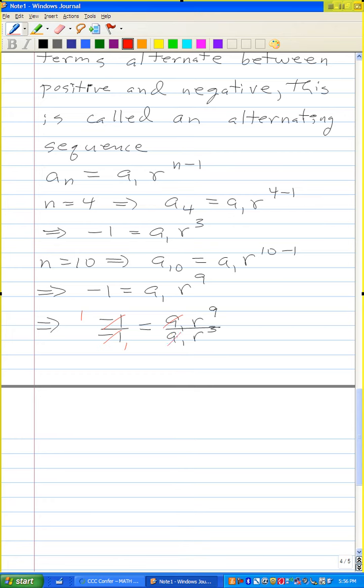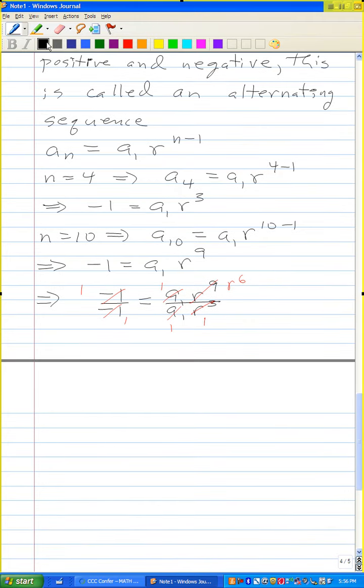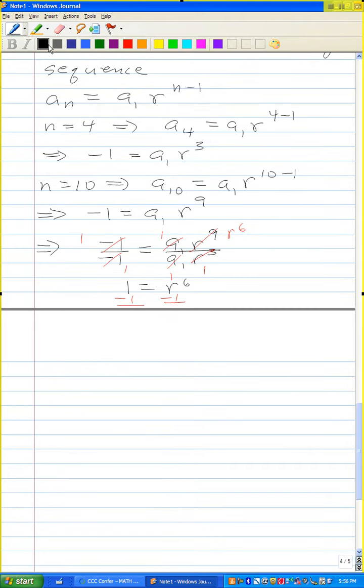Again, assuming a1 is not 0, I can cancel the a1s. And again, r to the 9th divided by r cubed is r to the 6th. Again, I'm assuming that r is not equal to 0. And so I have, finally, that r to the 6th is 1. Okay, and so let's try to solve that. So let me subtract 1 from both sides, because there'll actually be 6 solutions, I guess. So r to the 6 minus 1 is 0.